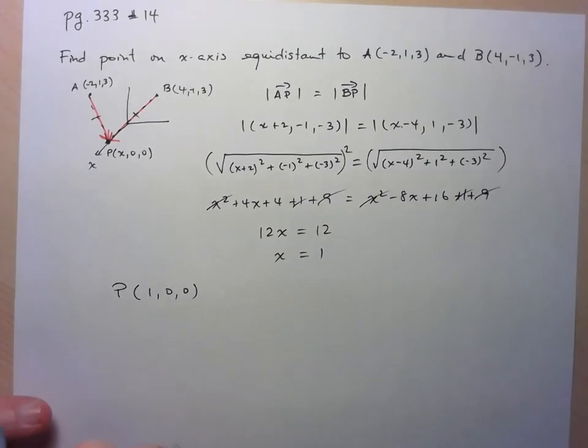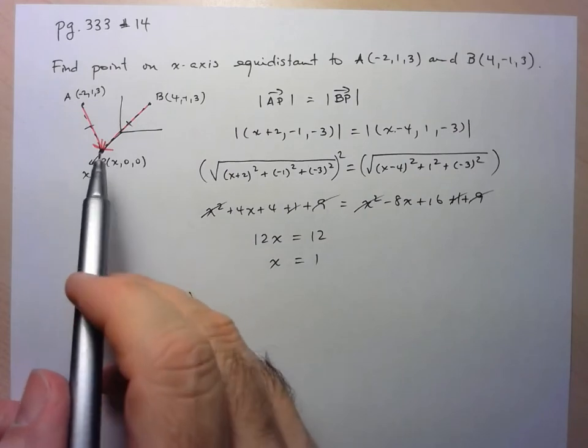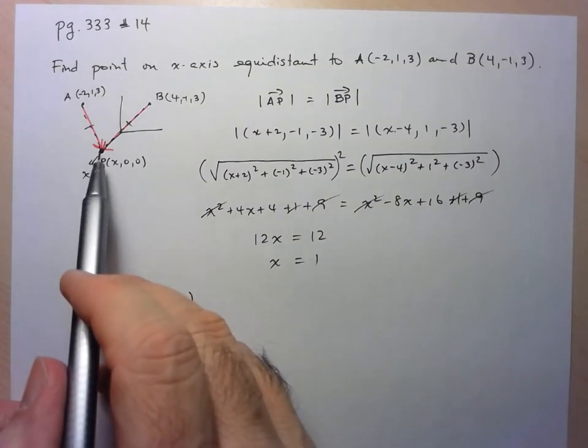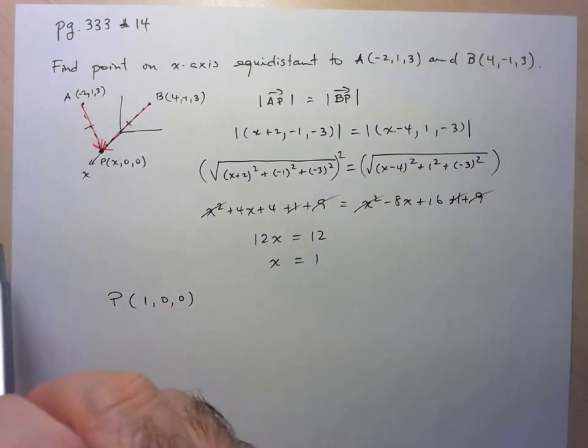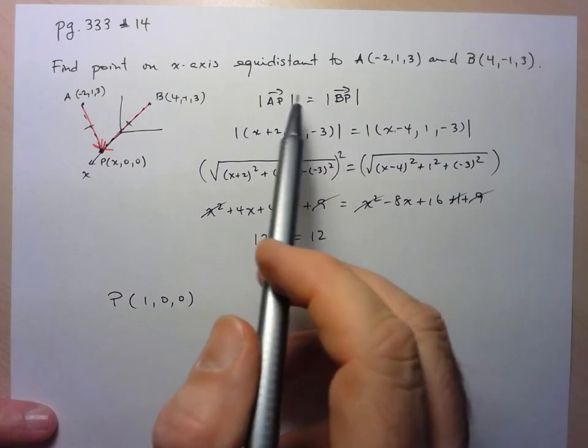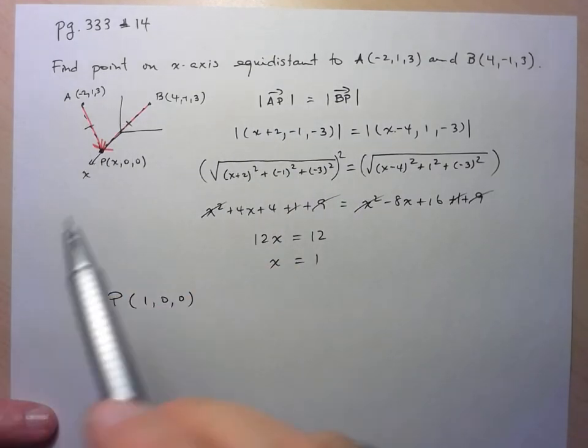A couple of things in this problem. Number one is to identify the fact that if you are a point on the x-axis, your y and z components are going to be 0. Then from there, you set up two vectors and equate the magnitudes, since we need these distances to be equal. And then solve. That's it for this one.